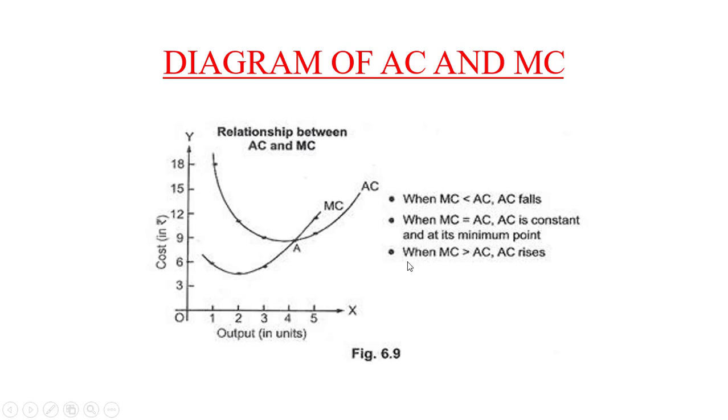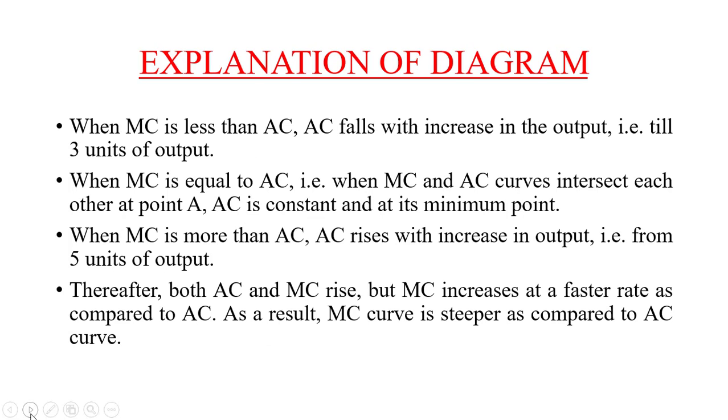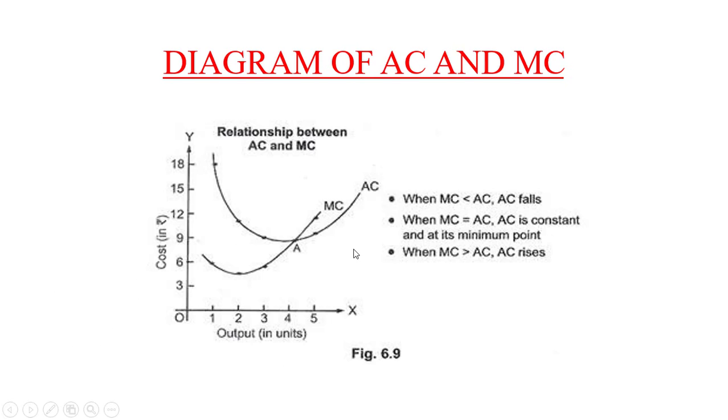So this is the relationship between AC and MC, and you have to see in the diagram that the curve of AC is U-shaped. You can see a U-shaped AC, and if you see this MC also, it is a kind of U-shape. So the relationship between AC and MC and the curve, you need to know very well. The relationship is these three.